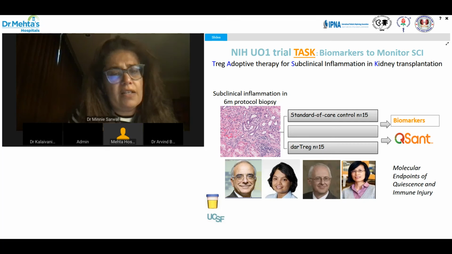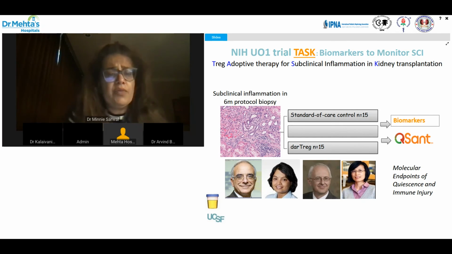This is a trial that we are actually doing through the NIH. It is a U01 trial with Dr. Vincenti as the principal investigator, where we're actually looking at subclinical inflammation in these protocol biopsies. They're either given standard of care treatment, or we're giving them regulatory T cells that are expanded against donor, and then looking at various biomarkers to see if you're actually improving outcomes in these patients.